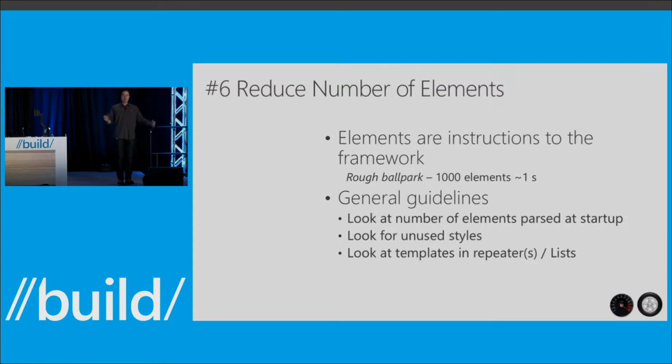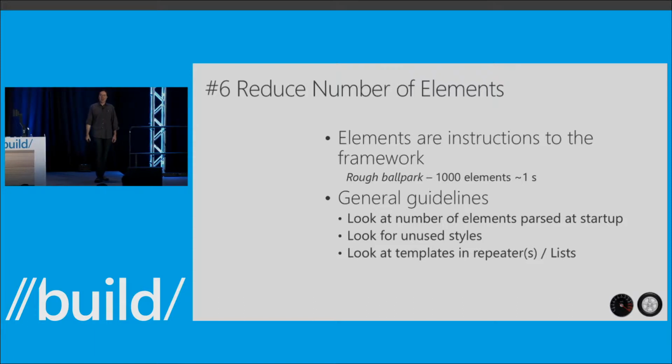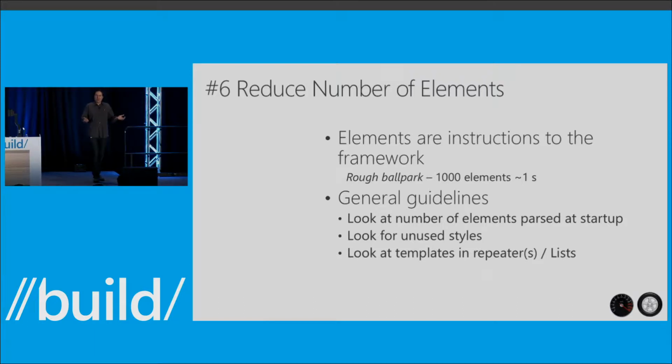Guideline number 6 is one of my favorites. It's huge. It turns out our framework isn't magic. When you have a bunch of instructions in XAML, a bunch of elements, we need to do work. We need to parse it, layout, render, and that takes a bunch of time. The rough guideline I tell people is to think in terms of every 1,000 elements being roughly a second. It's not quite that bad, but think in those terms. So if your main page of your app is 10,000 elements, it's going to take about 10 seconds to parse and render that app. So just think about that.